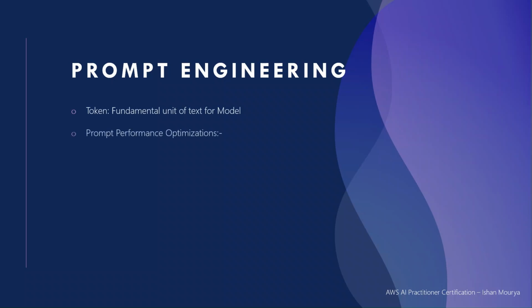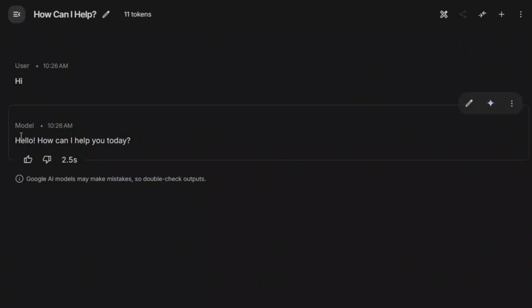Now let's talk about the performance of the prompt, how we optimize the performance. For that, the first thing we need to understand is the token. The token is basically the fundamental unit of text for a model. Let's say we are writing something or the model is returning some output. In the response from the model, here you can also see how many tokens were used in this conversation. 11 tokens were used.